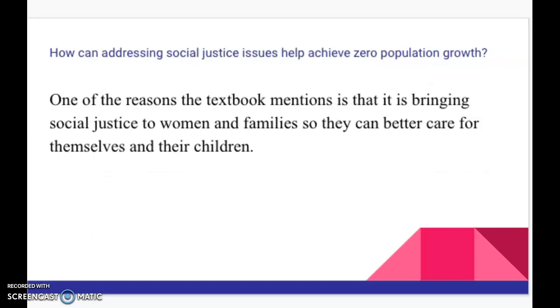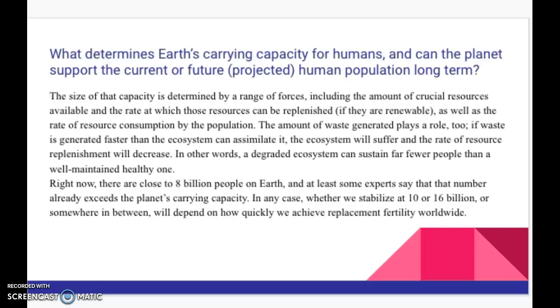How can addressing social issues help achieve zero population growth? One of the main reasons the textbook mentions is bringing social justice to women and families so they can better care for themselves and their children.